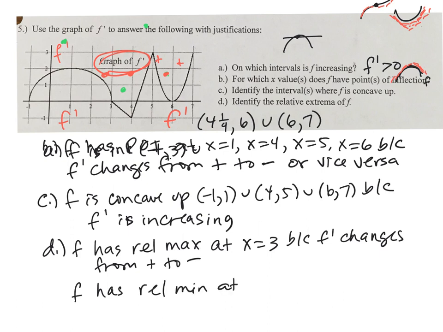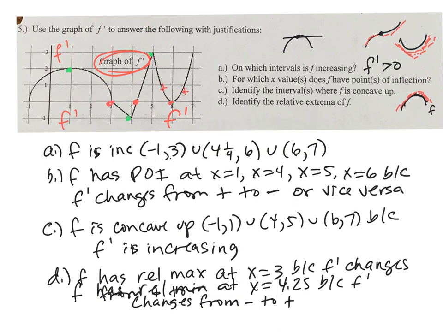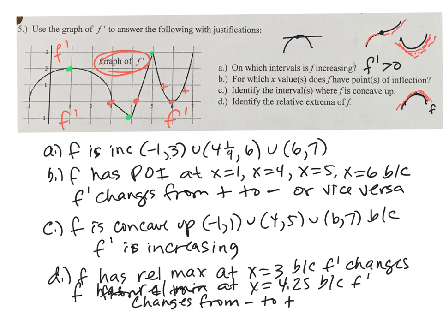at x equals 4.25, because f prime changes from negative to positive. Okay, and if you were paying close attention, you may have noticed that on part A, I forgot to write the reason. So let's go back and add that real quick.